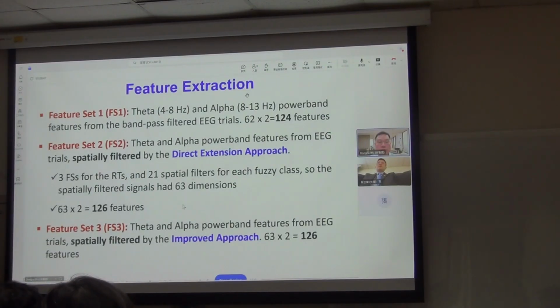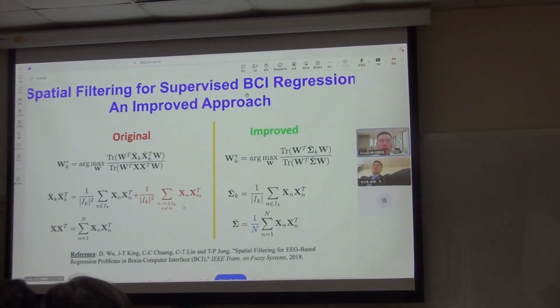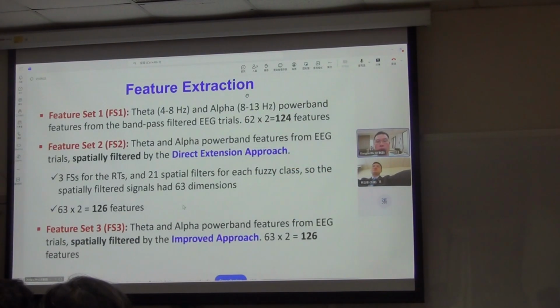We also constructed a third feature set. Here we extract the theta and alpha power band features from EEG trials spatially filtered by the improved approach. Here we also had 126 features. By direct extension approach and the improved approach, we mean here the left part is the direct extension approach, and the right part is the improved approach. For the improved approach, we just remove the interaction term in the numerator. That's the only difference. But for both the direct extension approach and the improved approach, we use fuzzy set-based performance spatial filters.